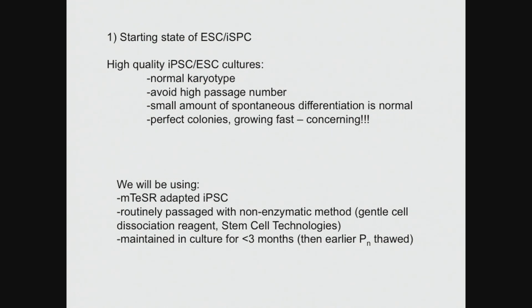good culture techniques are really important. So you need to have a normal karyotype. You need to avoid high passage number because you're just going to be accumulating mutations, somatic mutations. A small amount of spontaneous differentiation is good, is normal. That means the cells are pluripotent. The medias aren't perfect. There should be a little bit of differentiation. But perfect colonies that grow really fast, that you just never have to worry about, and you think, I have really nailed this iPSC culture, that's where you need to be a little concerned.